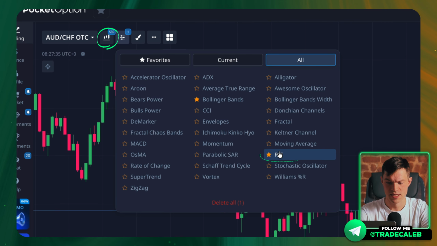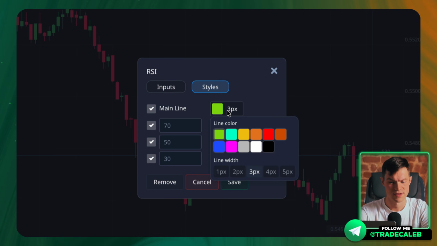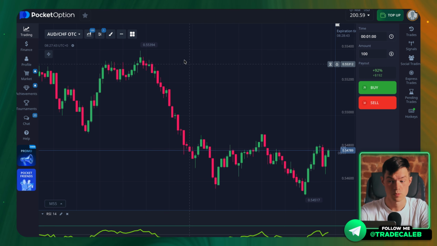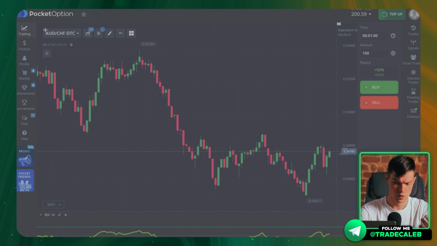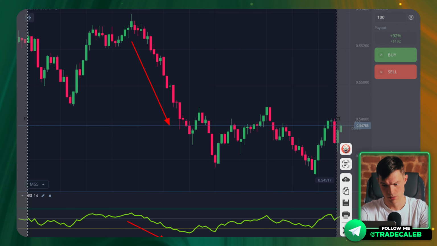I added the RSI indicator, which has a standard period of 14. The only thing I did was make the main line bolder. You may notice that the price chart and the RSI always move in a similar way. For example, when the price is falling, the indicator is also falling.